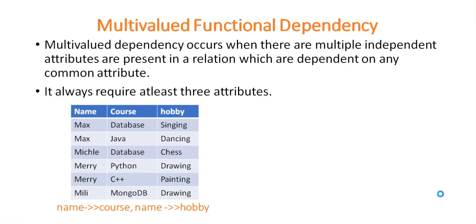Now how is it a multi-valued functional dependency? Here the first condition is that it has 3 attributes. Okay, so that is satisfied. Now see, name is identifying course, and name is identifying hobby. But course and hobby, these 2 attributes, are not dependent on each other. They are only dependent on name. That's why it is called a multi-valued functional dependency.